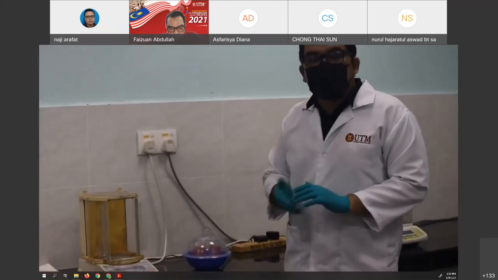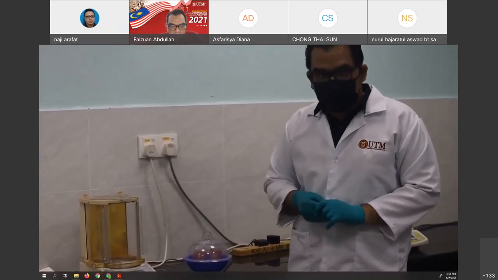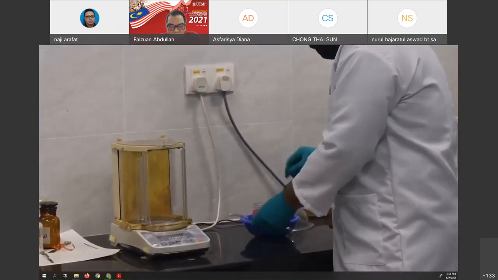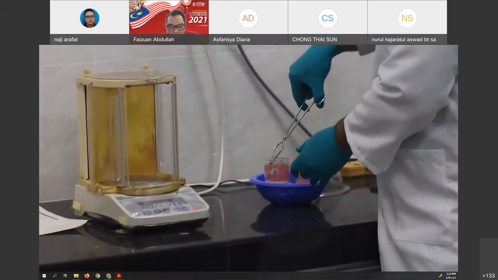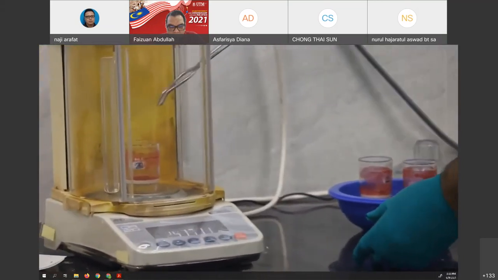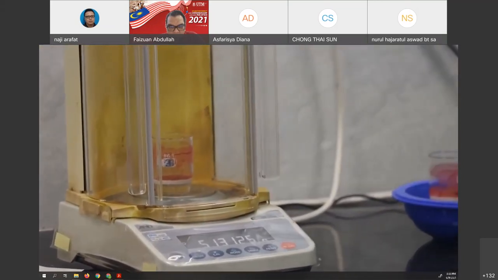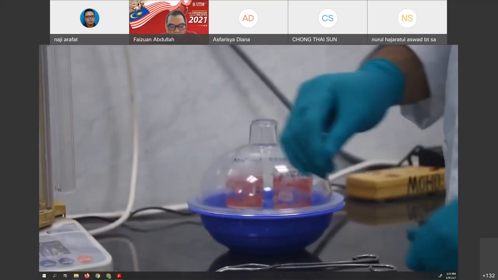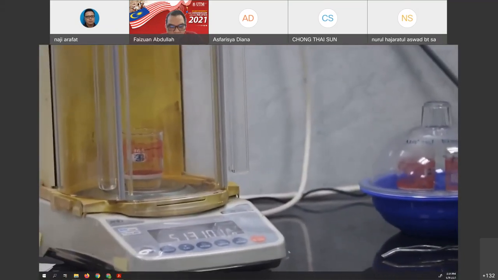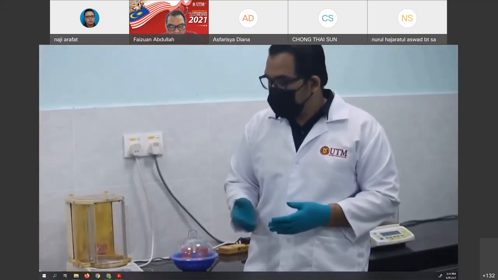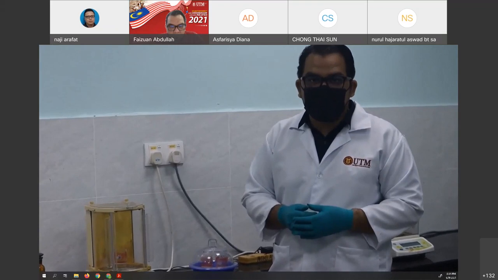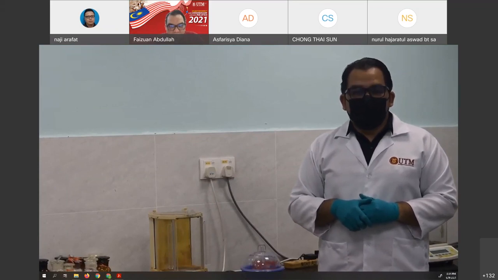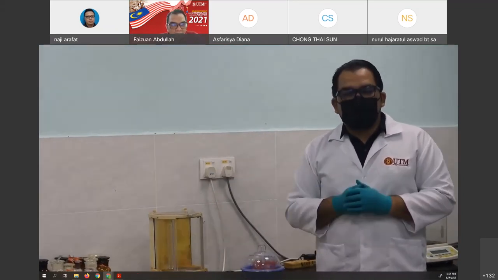After the crucibles have cooled to room temperature, now it's time for us to measure the weight. I'm going to measure the weight for every single crucible in this desiccator. I'm going to measure it and then record the reading. I have to repeat this process, the drying and weighing process, at least 2 or 3 times until the constant weight can be achieved. Right, after getting all the correct values, now it's time for us to do some calculation to determine the concentration.